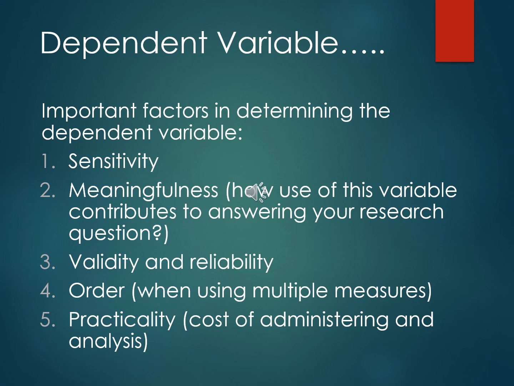Also, in some experiments, you may consider having multiple dependent variables. If you have multiple dependent variables, you need to consider the order in which these dependent variables are administered. And finally, practicality. That means the cost of administering the dependent variables, such as fMRI, which is obviously expensive. So these are the kinds of considerations that you need to have.